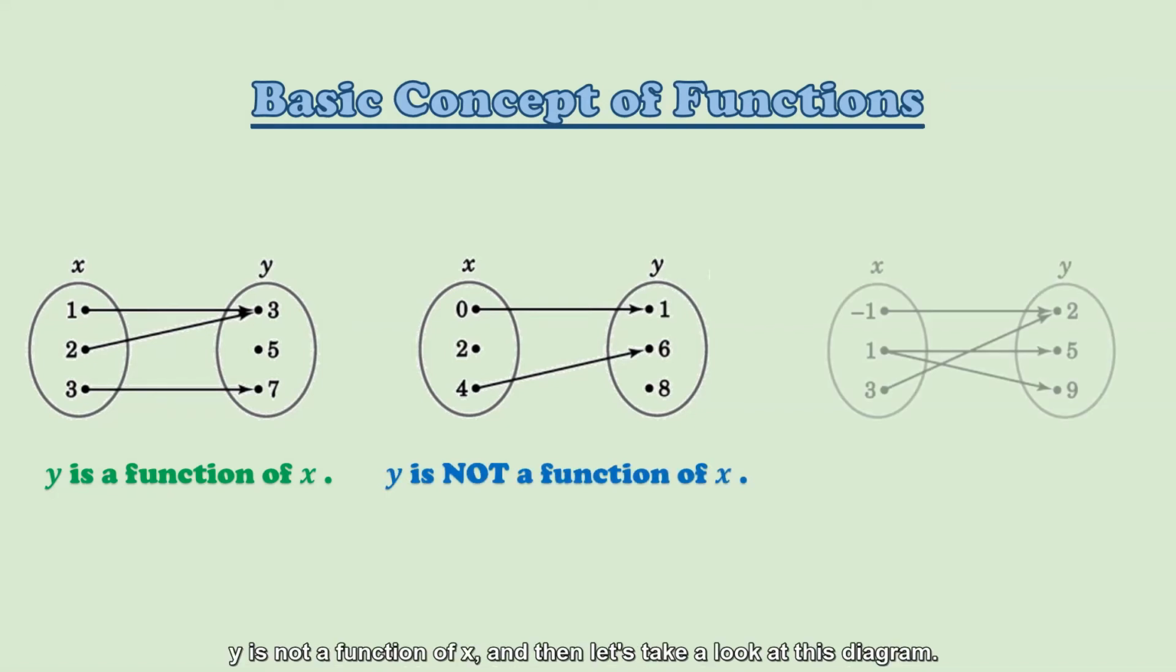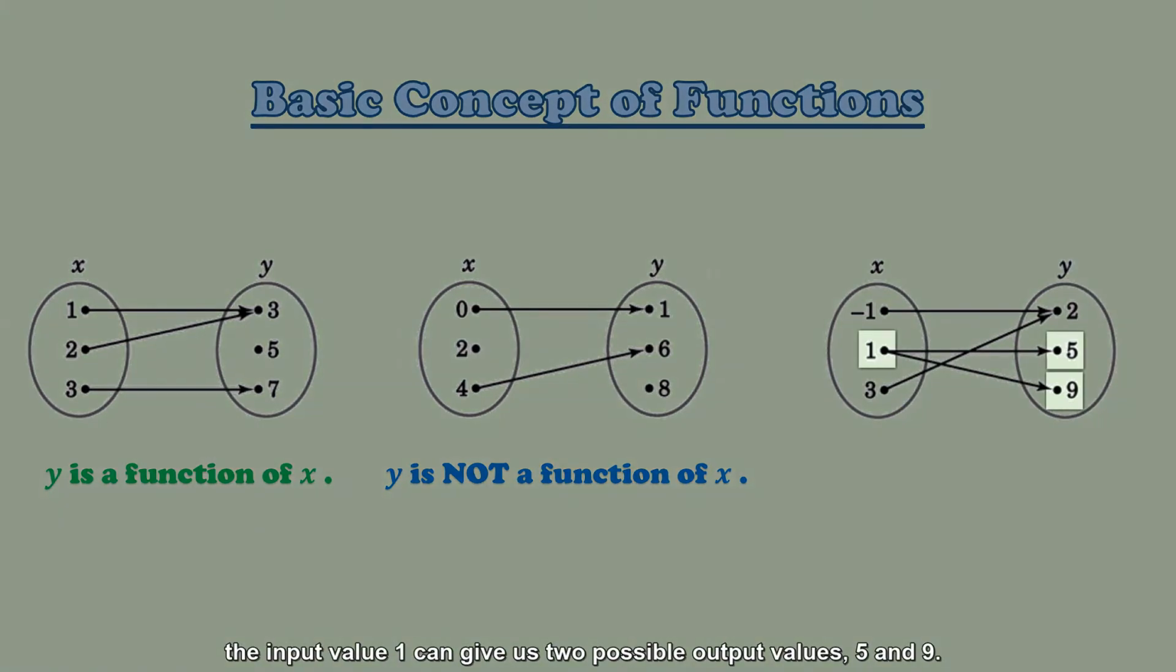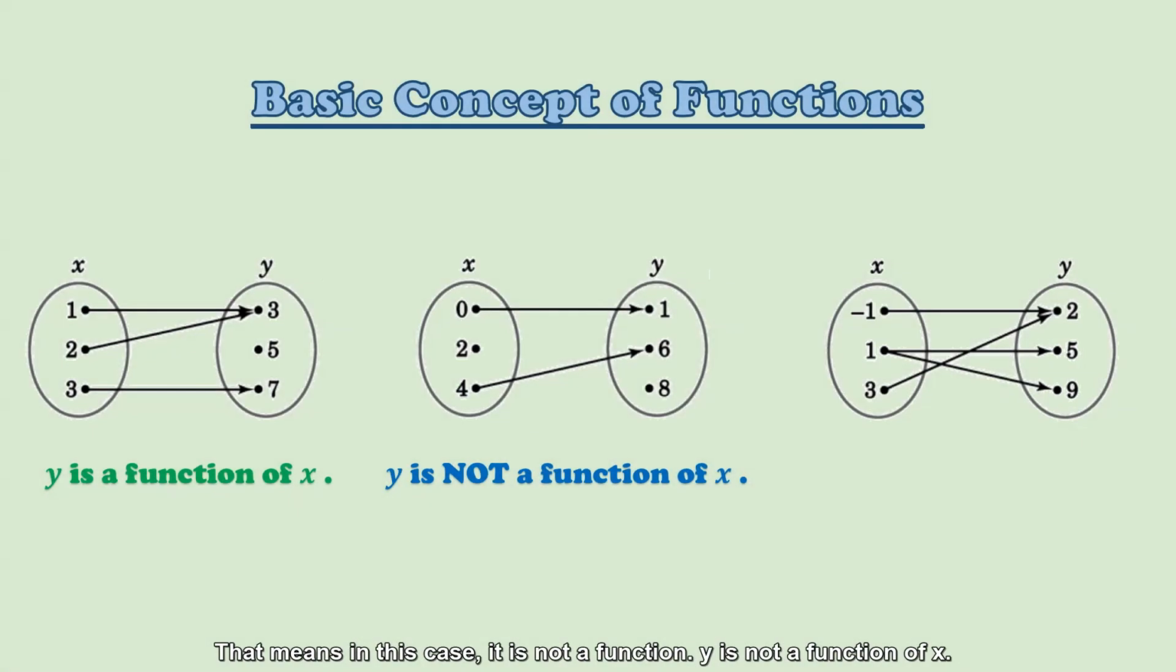And then let's take a look at this diagram. In this diagram, we can see that the input value 1 can give us two possible output values, 5 and 9. That means in this case, it is not a function. Y is not a function of x.